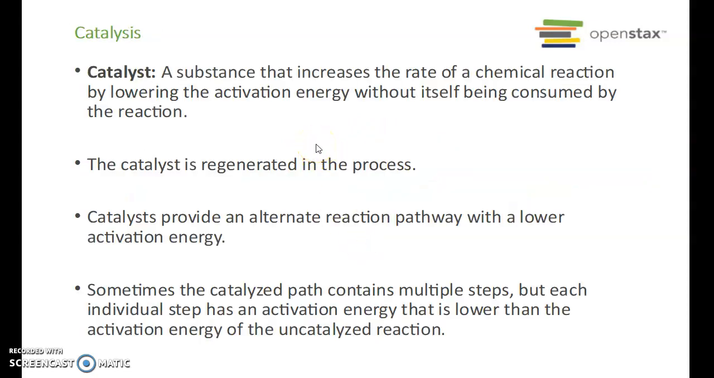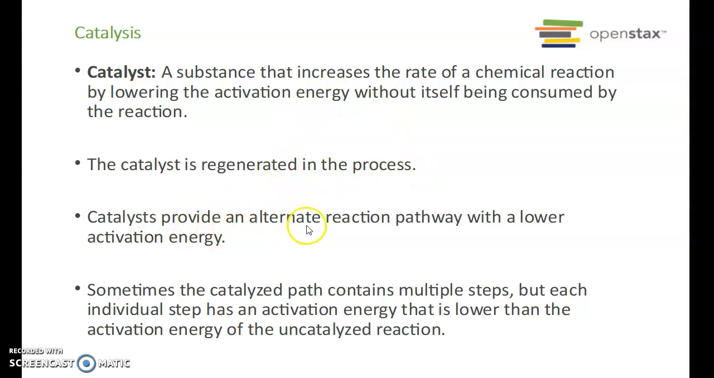Now, for something to have the right orientation, sometimes you need to have a catalyst. And a catalyst is a substance that increases the rate of a chemical reaction by lowering the activation energy without itself being consumed by the reaction. A catalyst is regenerated in the process. So once it's used to form one set of reactants into products, those will move off and that can then be used for the next one.